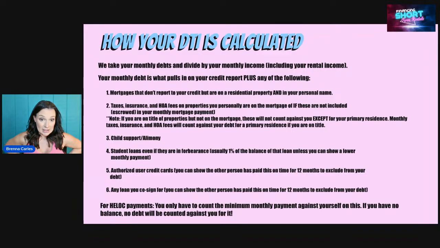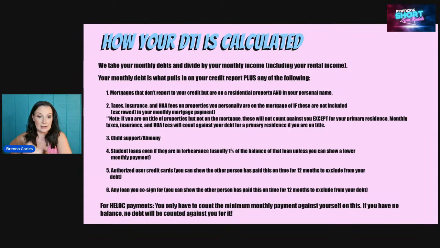Taxes and insurance and HOA fees on properties you personally are on the mortgage of, if these are not escrowed into your monthly mortgage payment. So if you pay your taxes and insurance separately, or you have an HOA fee, that's going to count additionally against you plus your mortgage payment because it's not included in your mortgage payment. So always know that. A lot of lenders will overlook that, say you qualify, and then realize they're not escrowed or you have a large HOA fee. We always ask that up front. So you also want to be prepared on your end with that.